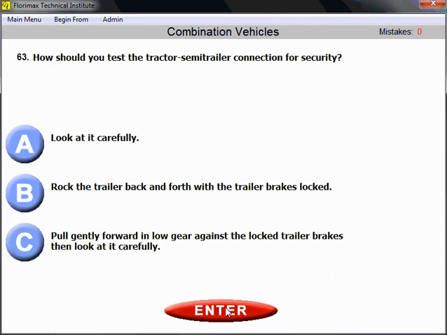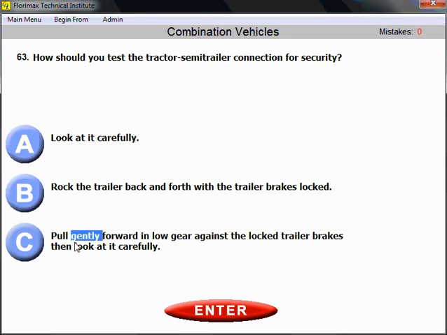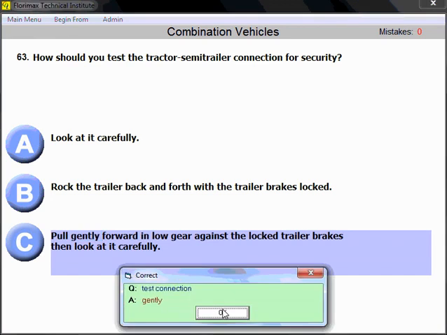Question number 63. How should you test the tractor semi-trailer connection for security? Again, the answer is obvious, because we have the word gently. Pull gently forward. Whenever you see gently, 99% it is a right answer. Pull gently forward in low gear against the locked trailer brakes, then look at it carefully. The key is gently. That's how you check the connection. You pull gently and then look carefully.